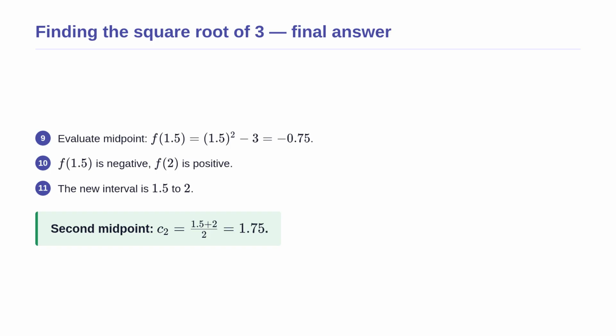The result is negative. Remember that our upper boundary at 2 gave a positive result? Since the function is negative at 1.5 and positive at 2, the root must be between them. We throw away the left side. Finally, we find our second midpoint by averaging 1.5 and 2, giving us 1.75. We are getting closer to the true square root.